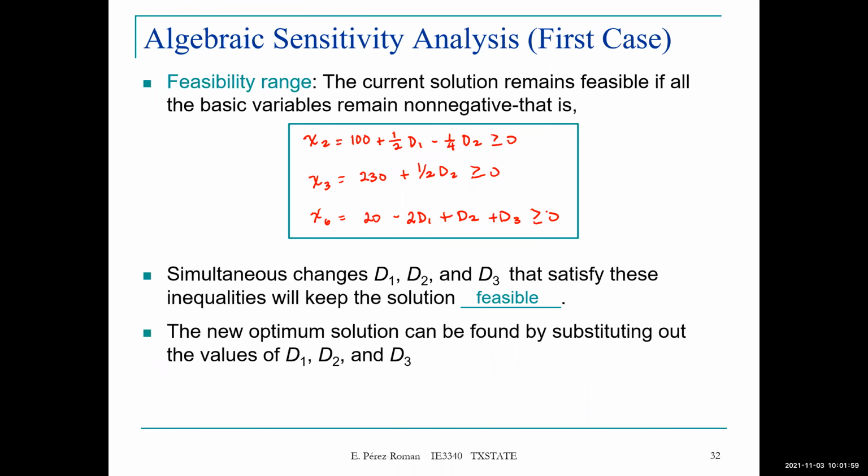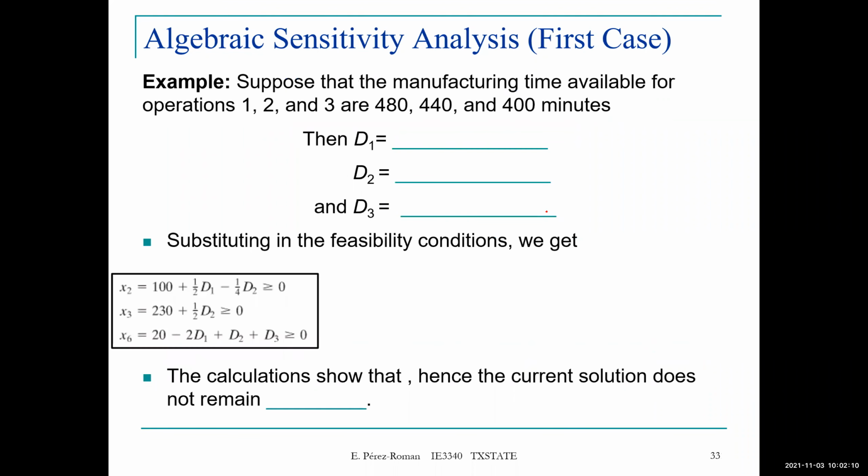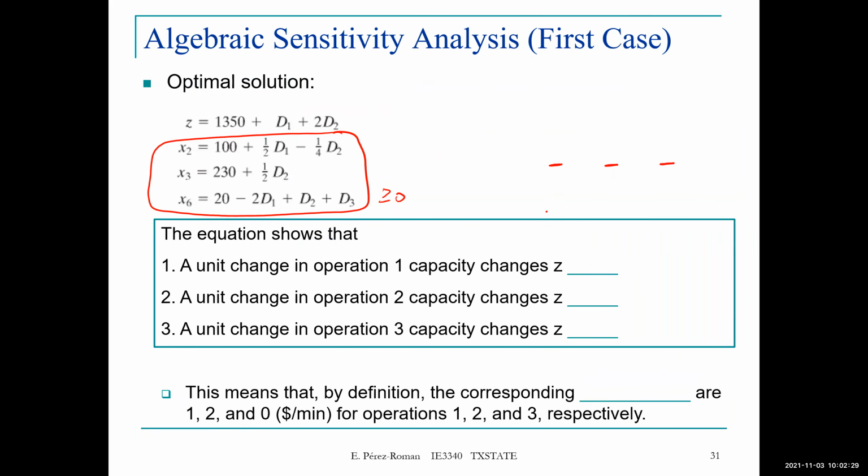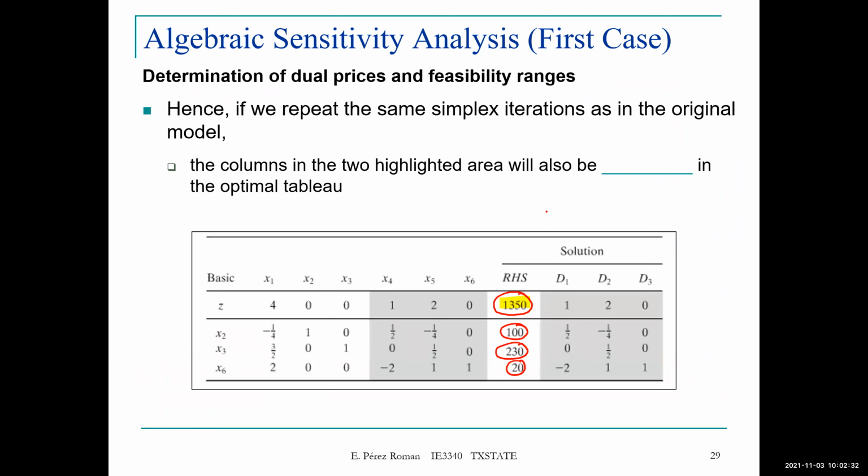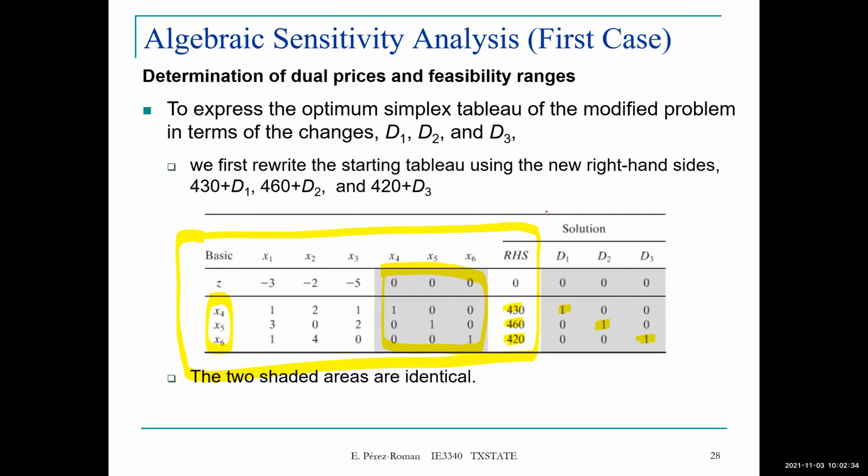So changes have to be constrained by these feasibility bounds. The new optimal solution can be found by substituting out the values of D1, D2, and D3. Suppose that the manufacturing time available for operations 1, 2, and 3 are 480, 440, and 400 minutes. So now we're changing these values from the original coefficients. Let's go back to the original coefficients. The original values for these operations were 430, 460, and 420.